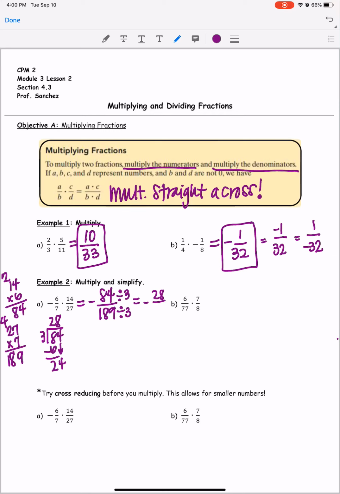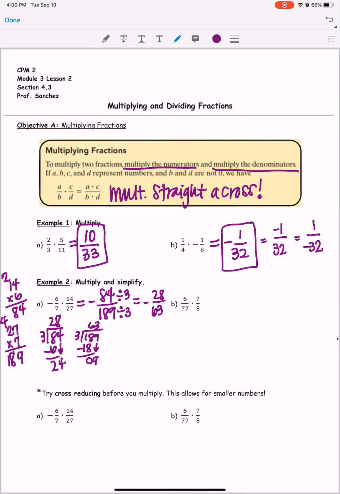So now do the same thing with your 189 and 3. So we've got 3 into 189. 3 can't go into 1, but 3 does go into 18 6 times. 6 times 3 is 18. Even though you get 0 here, you're not done until you brought all these numbers down. So we got 9. So 3 goes into 9 3 times. So we get 63.